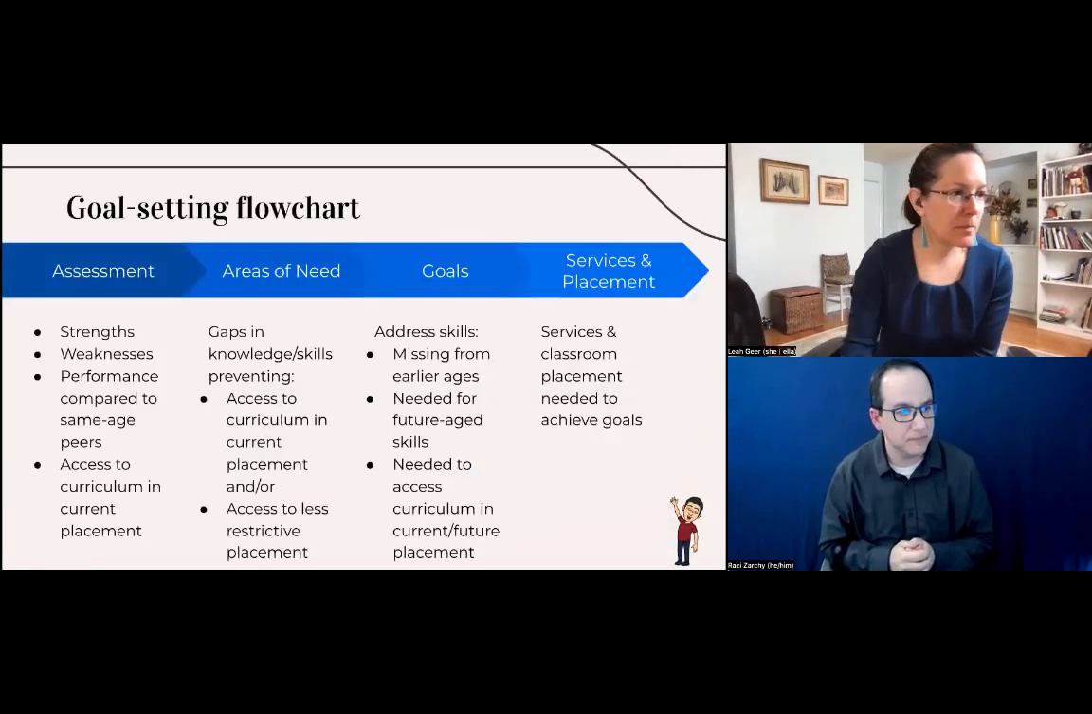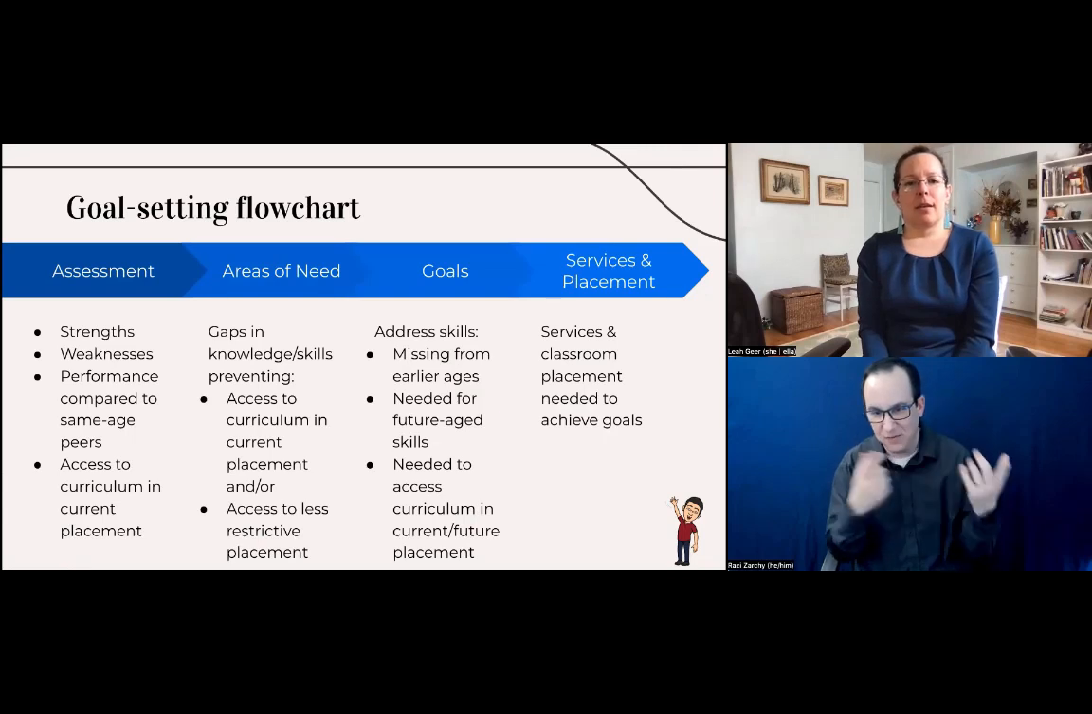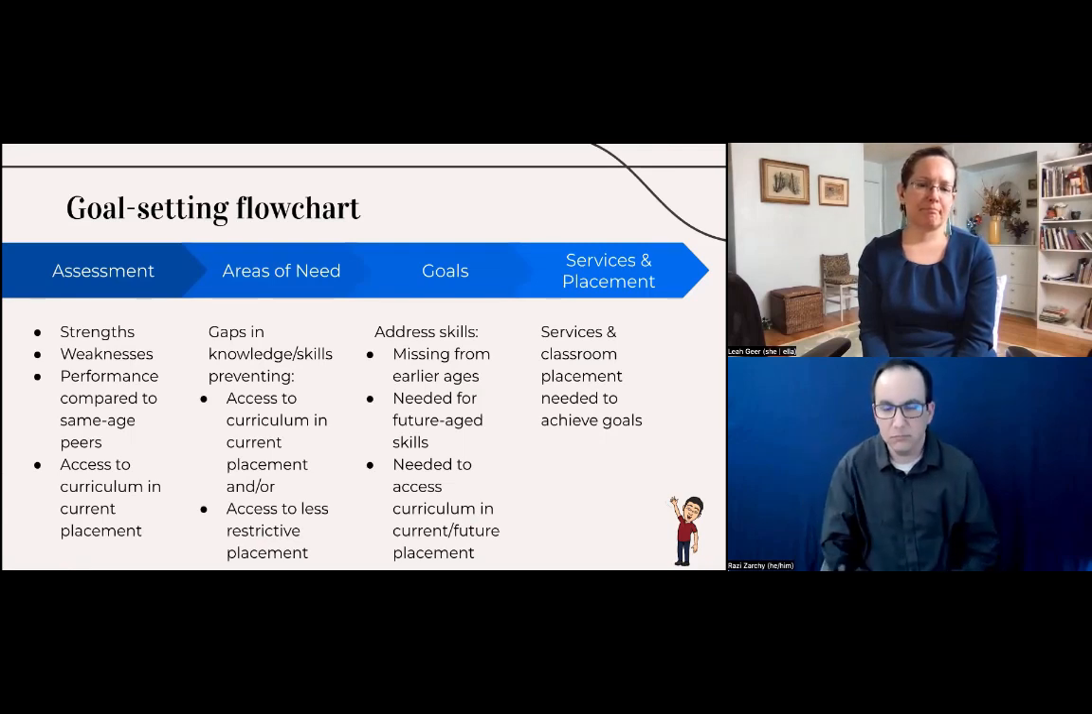All right. So there is a lot going on in this slide. There's a lot of information. So I'll give you just a second to look it over and then we'll talk about it.